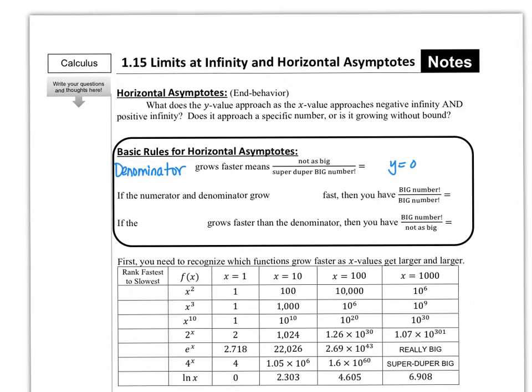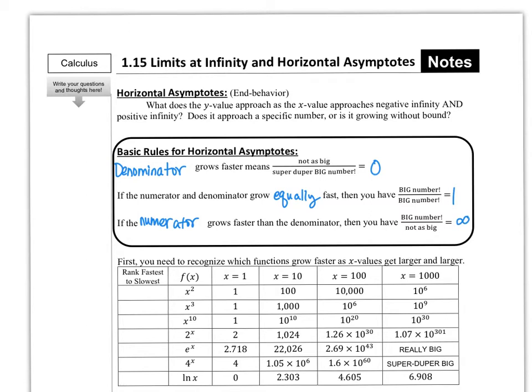If the numerator and denominator grow equally fast, then you have a big number over a big number, which is basically 1. Well, actually, no, since we're talking about limits, let's put it in limit notation here. This would be like approaching a number, like 1. It may not be 1. If the numerator grows faster than the denominator, then you've got the bigger number on top, so this is going to approach infinity.